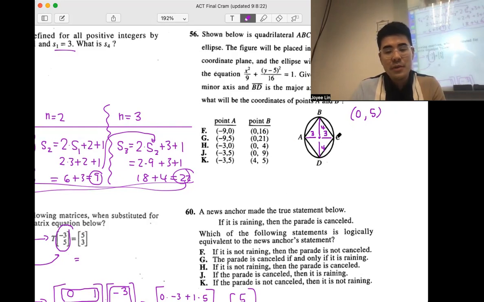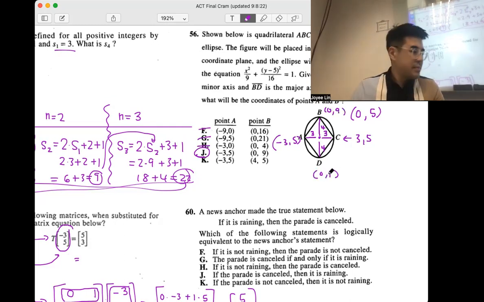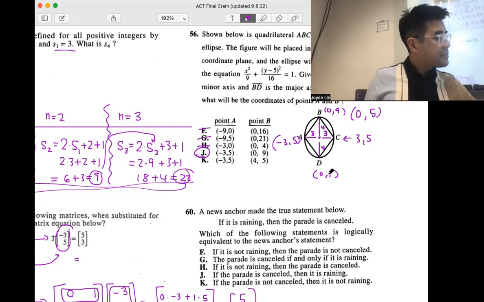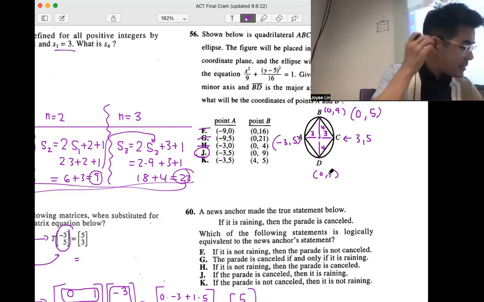So if we're going left and right 3, then this point over here is positive 3 comma 5, and this one is negative 3 comma 5. If we're going up and down 4, it's 0 comma 9 and 0 comma 1. Remembering your ellipses.